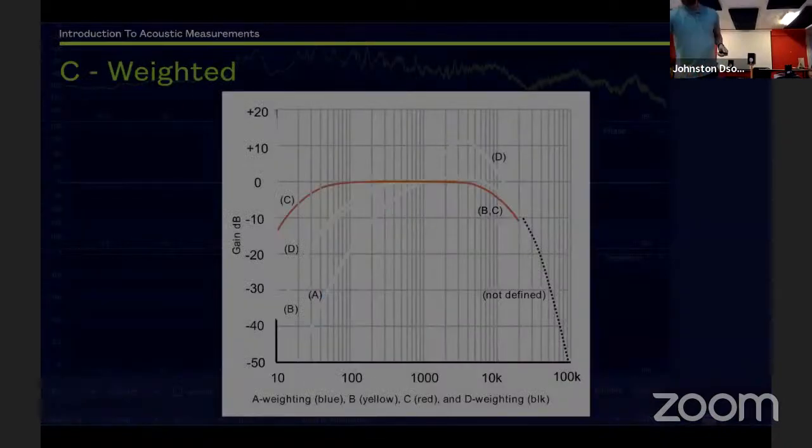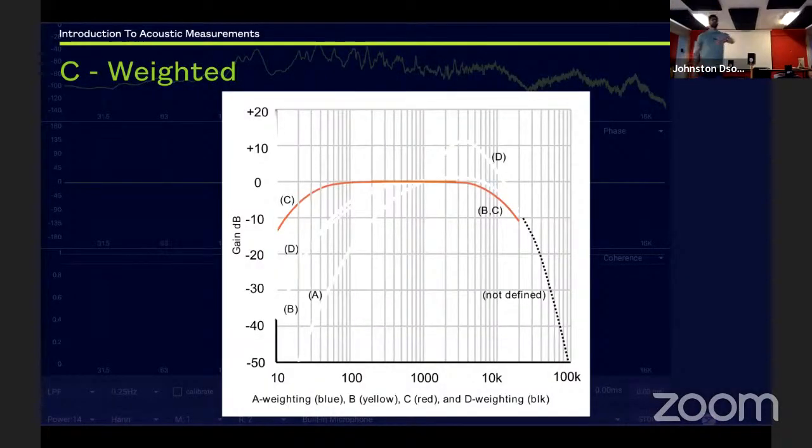Then we have a C weighted scale. You notice now how the C weighted is more flat in the mid frequencies and takes more of the low frequencies into consideration. Where do we use this? Very important in live sound.